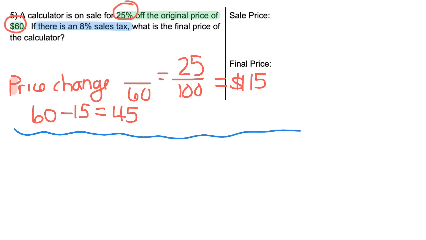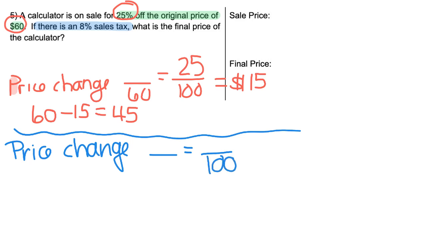But now we have to add some tax. So that's a price change again. So I search for the percent for tax, and it's right there. 8% lives over 100. Now that calculator is not $60 anymore. Remember, it was on sale. It is $45. All right, so when I cross multiply and I divide, it looks like I'm going to have a price change of $3.60. Put a 0 on the end.